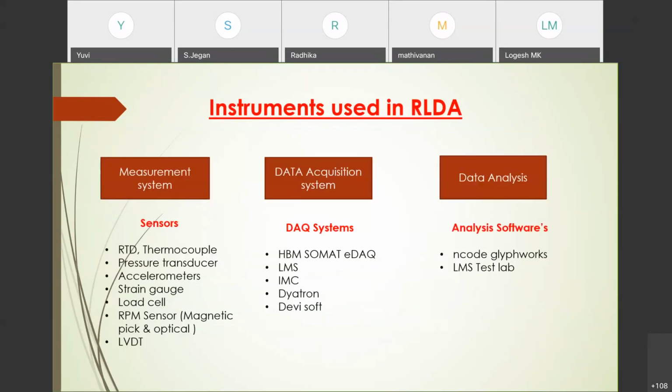Next, these are the sensors we use in RLDA. Again, similar to engine testing, we have the measurement system, data acquisition system, and data analysis. These are the sensors, DAC system, and analysis software we use in vehicle testing. I hope we have seen all these sensors in the previous session. For the DAC system also, only the brand name varies, but the concept is the same. The data analysis software also, the brand varies, but the concept behind it is the same.